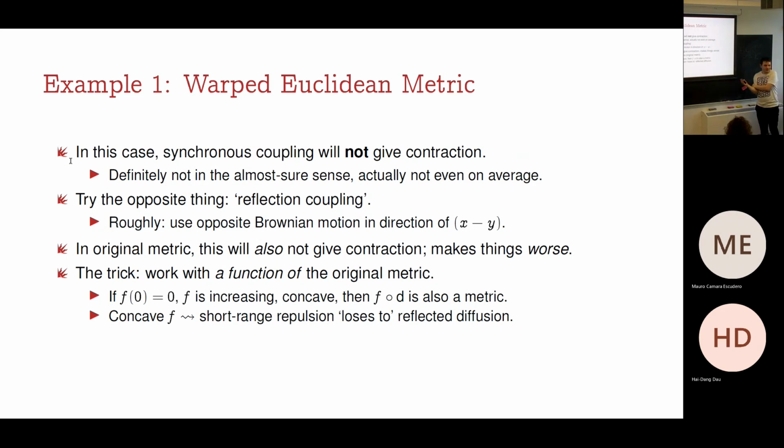And one reason you might consider it is, if you consider the example of 2 diffusions on the circle or the interval with periodic boundary conditions, it's known that this works. Basically what happens is you get lucky often enough that you do actually collide in the end. Okay, so in the original metric, using reflection coupling will also not give you contraction. It actually makes things worse.